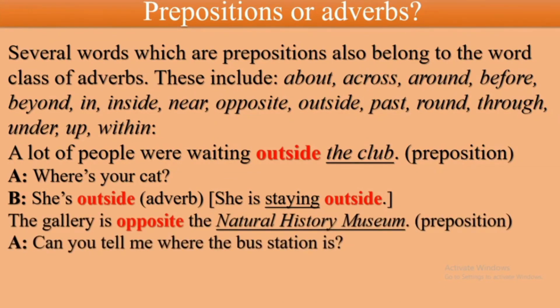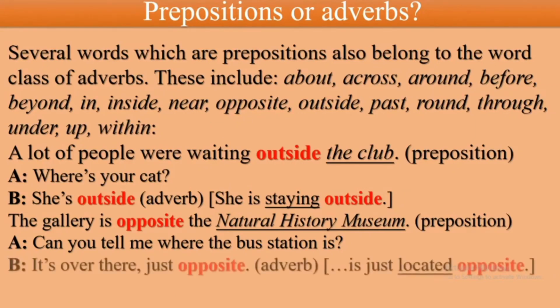A gallery is opposite the Natural History Museum. Here opposite is a preposition because it has an object, that is Natural History Museum. It is a noun phrase. Can you tell me where the bus station is? It's over there, just opposite. In this sentence, the word opposite has no object, so it may also modify a verb which may be located and it is omitted in this sentence.